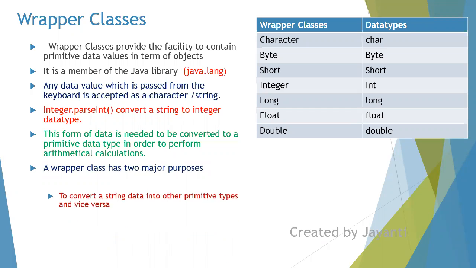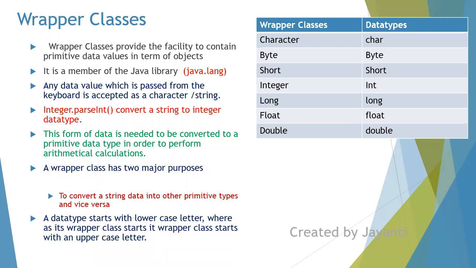So two major purposes: it is converting into other primitive types and vice versa, I need the reverse also. I already told you, I made a mistake earlier: the data type always starts with a lowercase letter, whereas the wrapper class starts with an uppercase letter. Understood? Yes, ma'am.